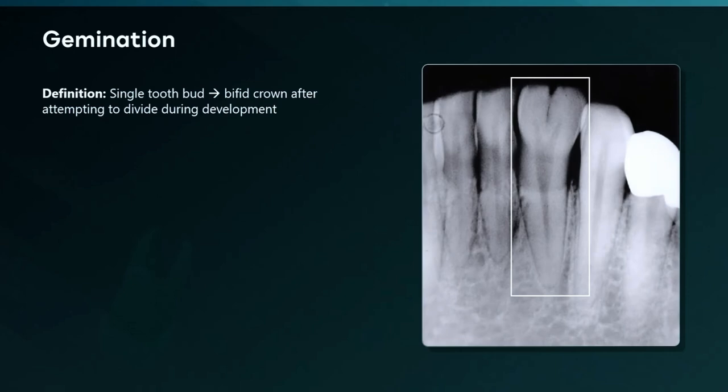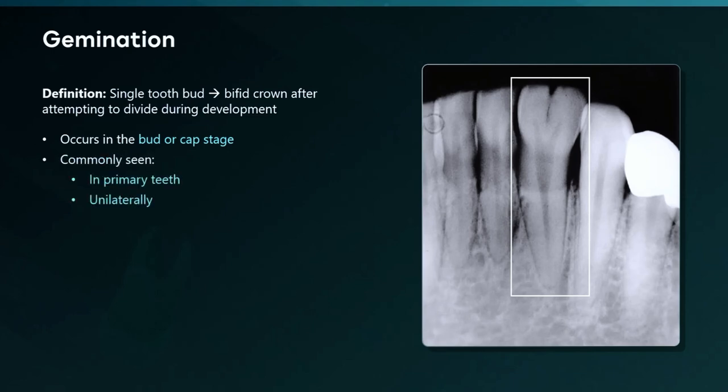Gemination is when a single tooth bud attempts to divide during development, resulting in a bifid or twinned crown. Gemination typically occurs during the bud or cap stage of tooth development. And during this process, instead of forming two separate teeth, the single tooth bud tries to divide but remains partially joined, leading to a twinned appearance in the crown. One characteristic feature of gemination is the presence of a shared root canal system, compared to fusion, where there's two separate canals. Notice in the radiograph how we have one single canal extending from the root, which then bifurcates into the crown to form two different canal systems.